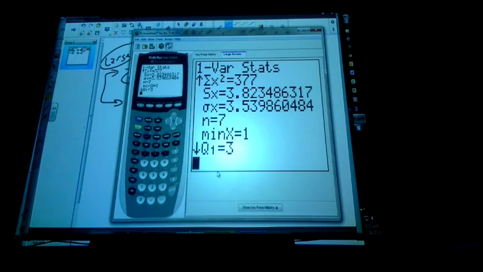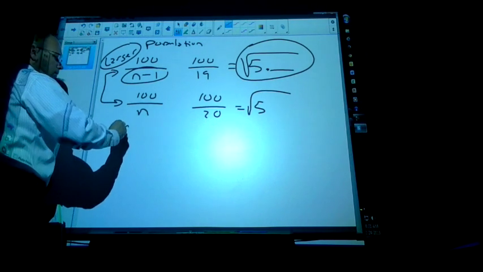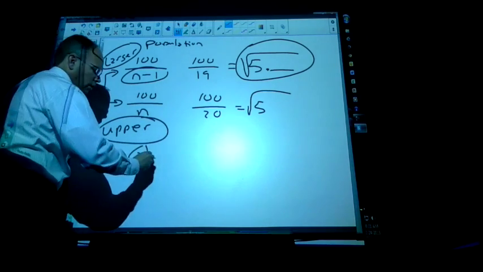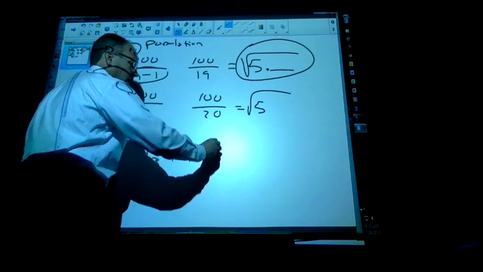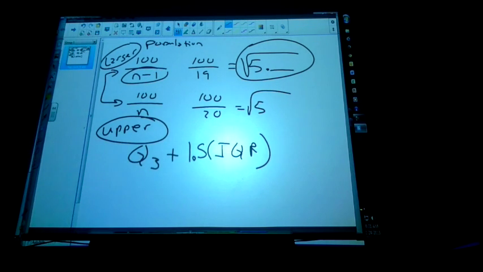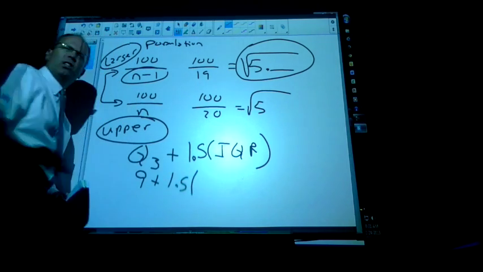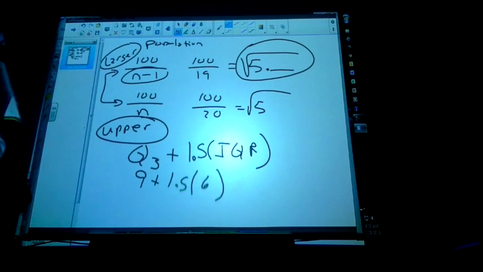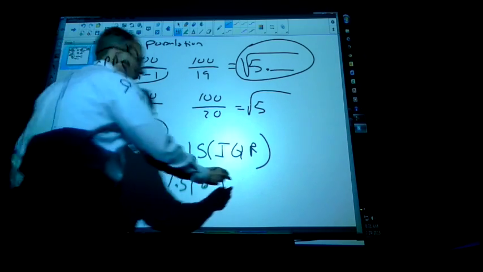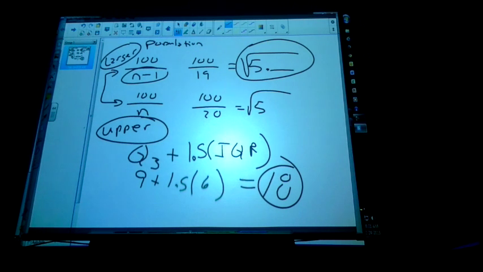What would the upper limit be for an outlier? If we remember, this is going to be Q3 plus 1.5 IQR. What was Q3 on our data? 9, plus 1.5 times the IQR. Was it 6? 1.5 times 6 is 9. So 18 would be my upper limit for an outlier.